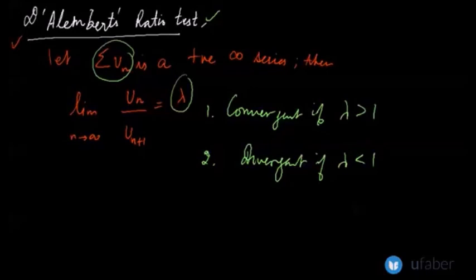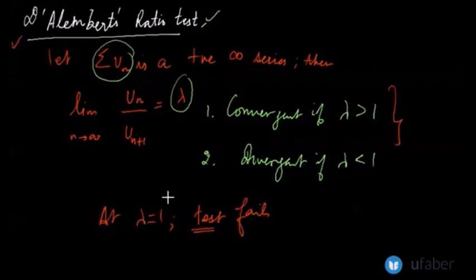Now there is a peculiar case that happens in this test, that at lambda is equal to 1 this test fails. That is, when you get the value of lambda as 1, the test is inconclusive, that is, it cannot tell you whether this given series is a convergent series or a divergent series. Okay.